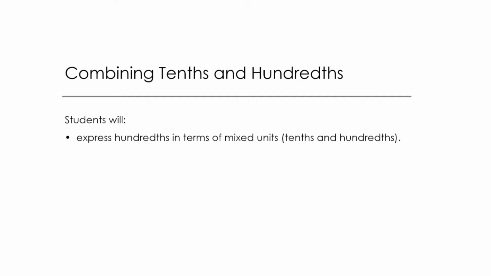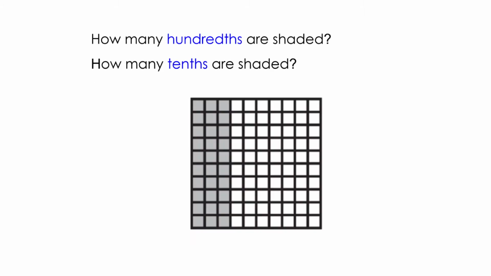Today's lesson is going to look at combining tenths and hundredths. How many hundredths are shaded? How many tenths are shaded? So when we look at something like this, you see that, like in the previous video that I made, each one of these columns here has 10.